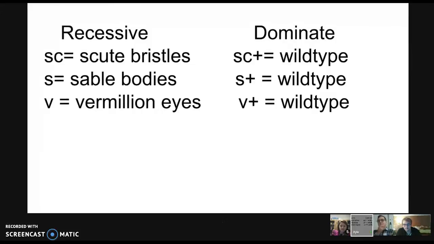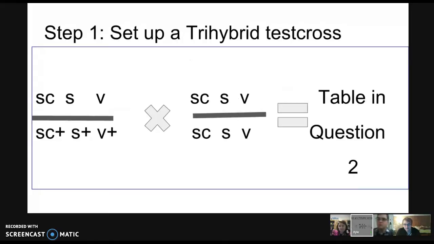And alrighty. So first off, kind of step 0, I like to get the different alleles and what they mean just so I can kind of process it in my mind. The next step, we need to set up the trihybrid cross. And so we just have a heterozygous female mating with another individual, and it equals the table in question 2.